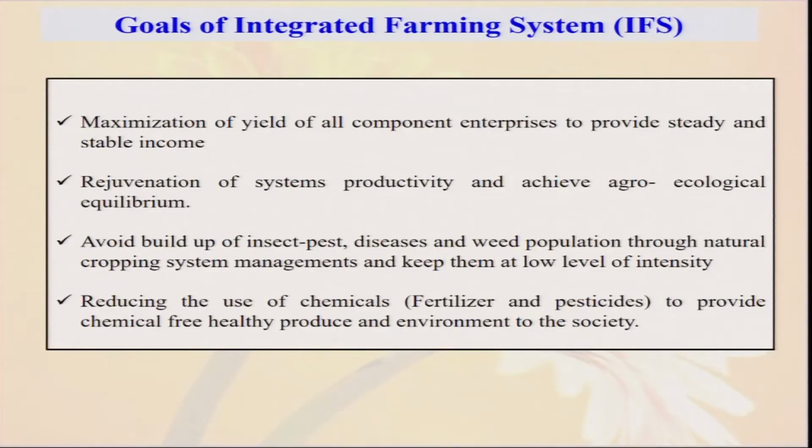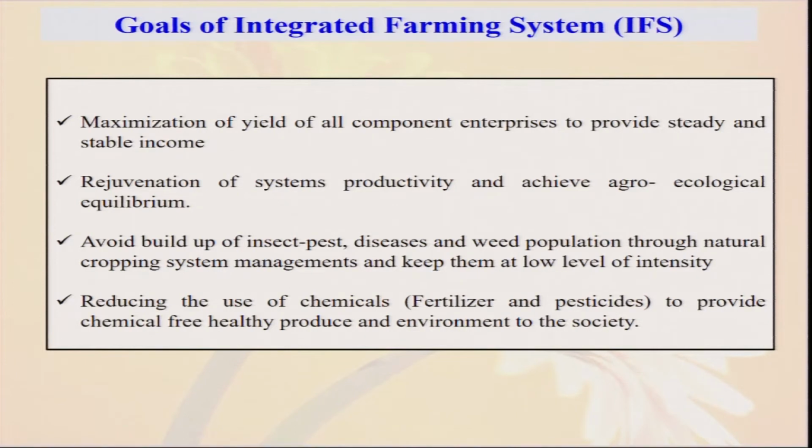So, there are different goals of the integrated farming system. First is the maximization of yield. Similarly, the rejuvenation of the system productivity and agroecology. So, in the farming system, we are also promoting the health of the soil, health of the ecosystem, health of the environment. When the food quality is good, our human health automatically becomes good.